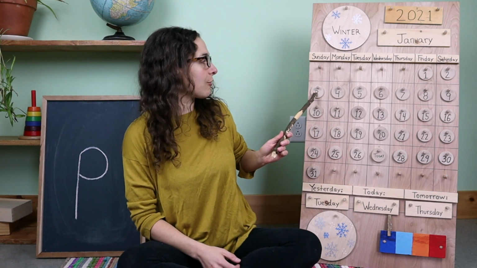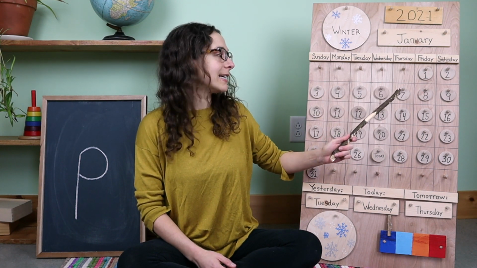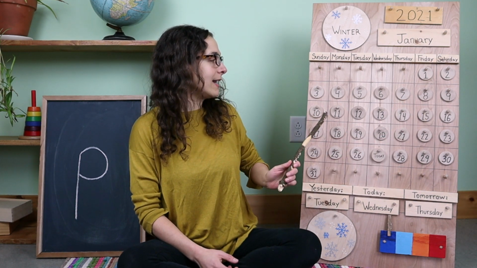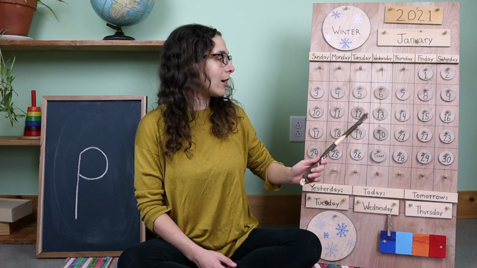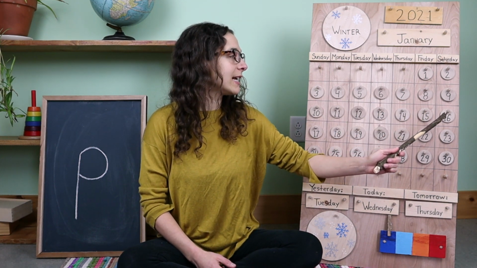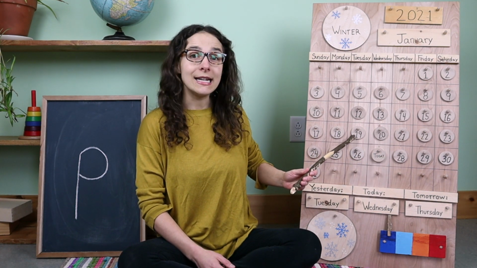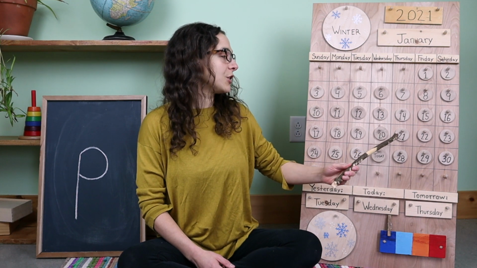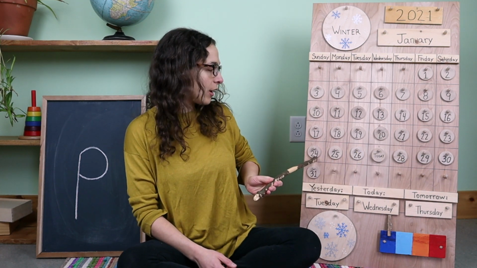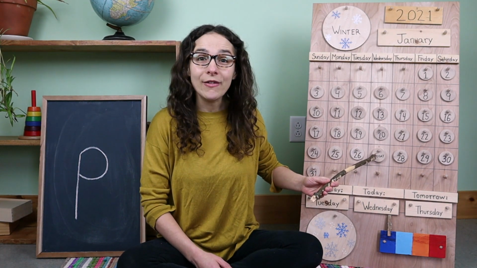2, 3, 4, 5, 6, 7, 8, 9, 10, 11, 12, 13, 14, 15, 16, 17, 18, 19, 20, 21, 22, 23, 24, 25, 26, 27.